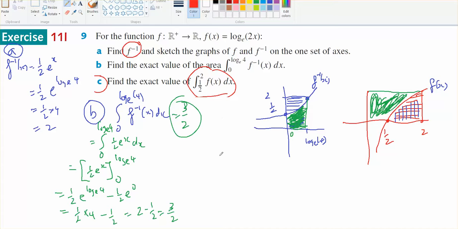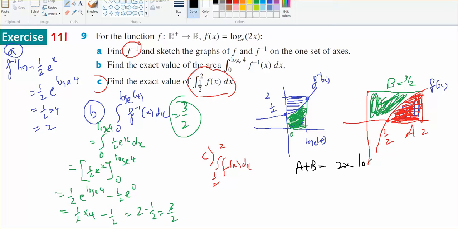That's part B. Part C then asks, find the exact value of the integral from 1/2 to 2 of f of x dx, and that's this area here. So let's say I call this A and I call this B, and I know B equals 3 on 2 because I calculated that over here. I know that A plus B will equal the rectangle, which is width of 2 times the height of log base e of 4. So it's going to be 2 log base e of 4, which is 2 log base e of 2 squared, and the 2 from the front can come down and give 4 log base e of 2. So that's what A plus B equals.